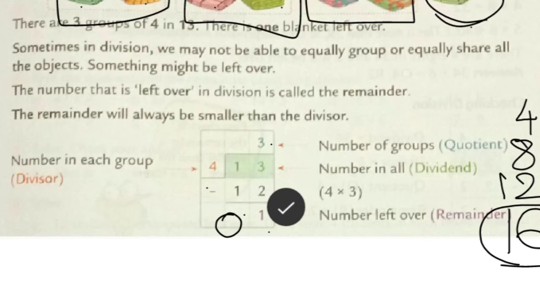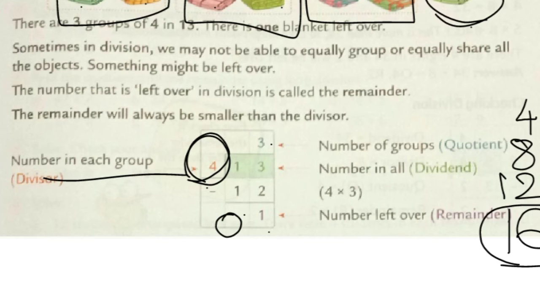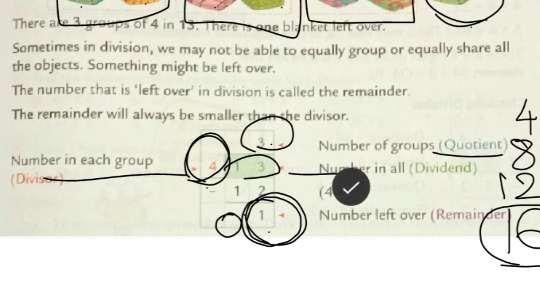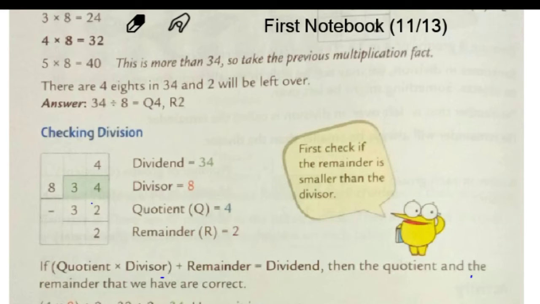So here as you can see, our 4 is the divisor, that is the number in each group. 13 is the dividend, the number in all, as I have already told you in the previous video. And this 3 is our quotient. Okay, got it? Now this 1 is our remainder, the number left over, meaning whatever is left is our remainder. Now let me tell you this with one more example.